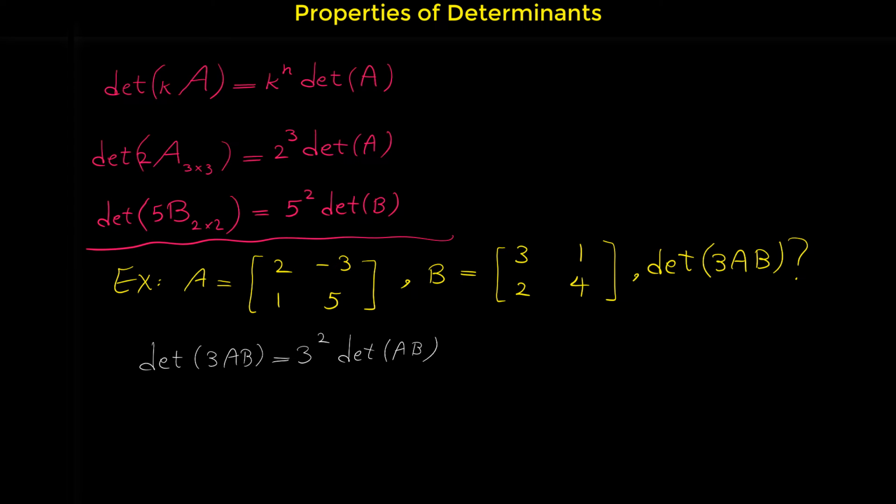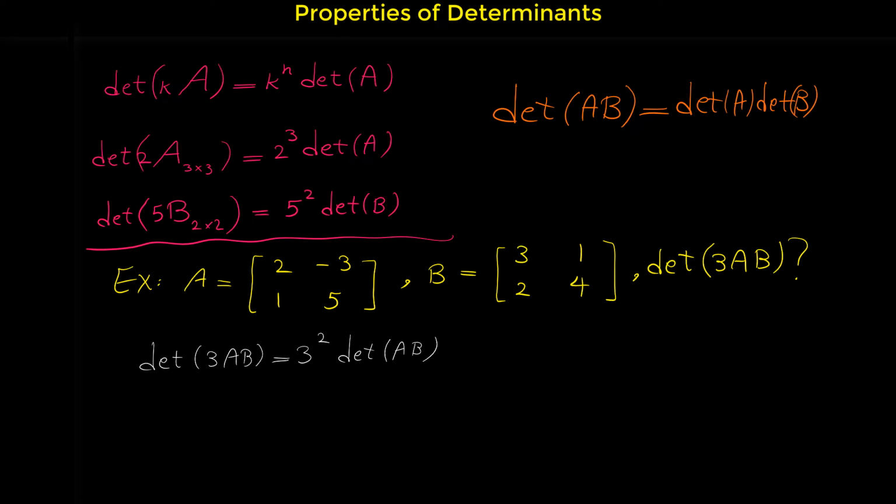Now maybe you think first you have to multiply A by B. Yes, you can do this: multiply A by B and then find the determinant of the new matrix. But it's a bit hard to multiply this matrix by this matrix. There is an easier way to find the determinant of A times B. If you remember from the previous video, we learned that, as one of the properties of matrix multiplication, determinant of AB equals determinant of A times determinant of B. It's easier to use this property for finding the determinant of AB.